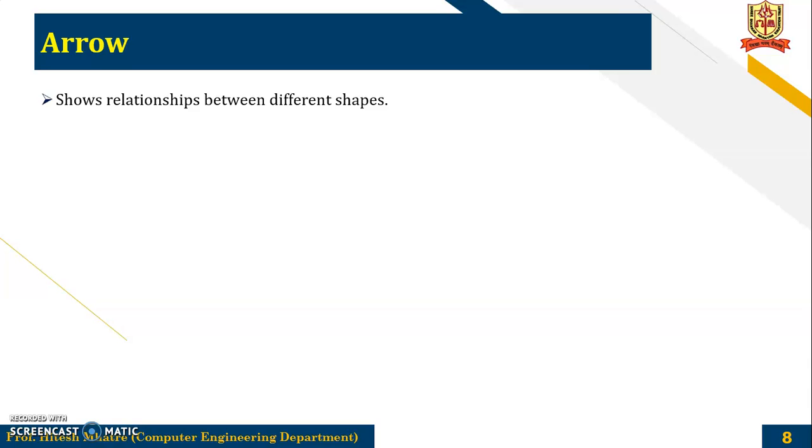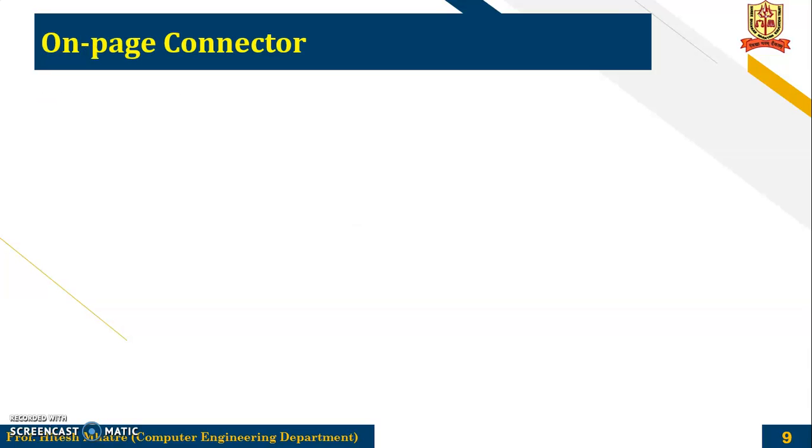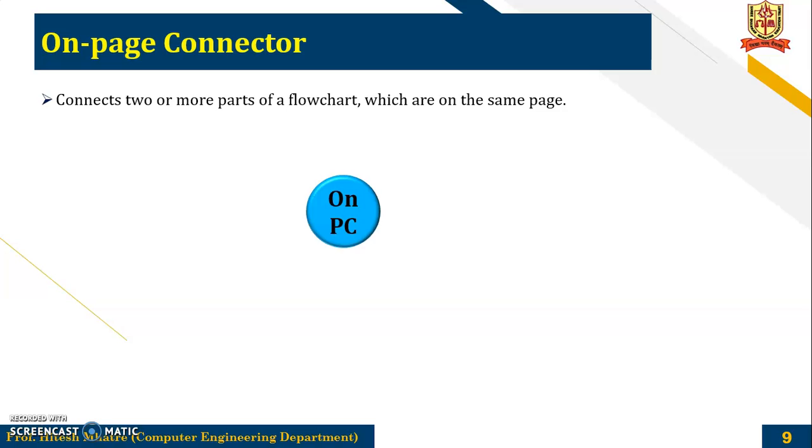Arrows are for connecting all the shapes, from start, then process, input, output, decision. They can be in any direction. Then the on page connector connects two or more parts of a flowchart which are on the same page. So if you want to connect different parts that are on the same page, you will be using the on page connector. It is represented by a circle.